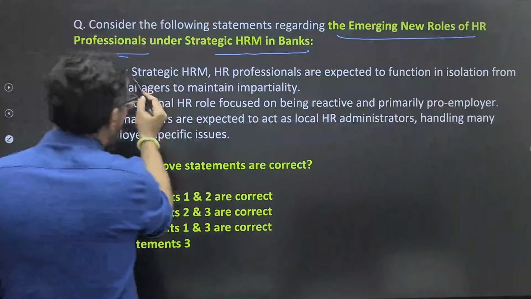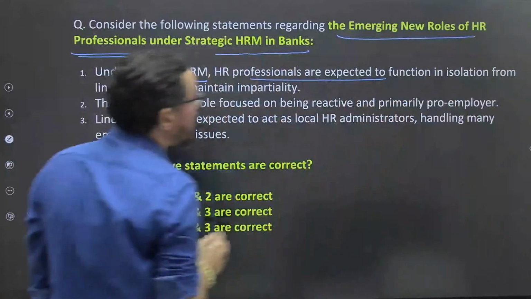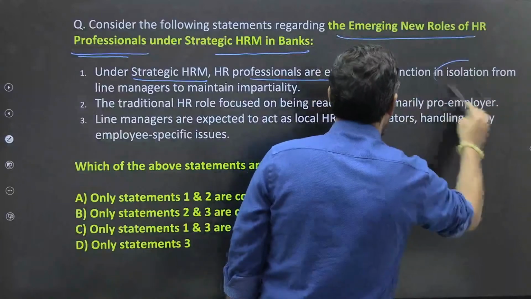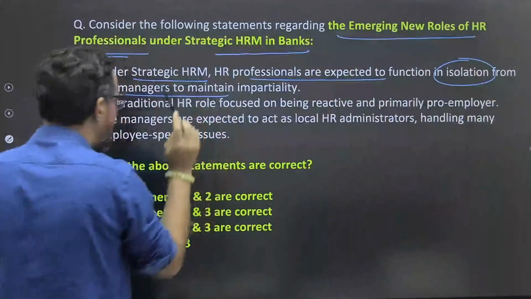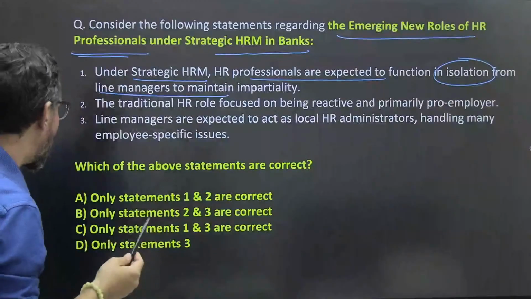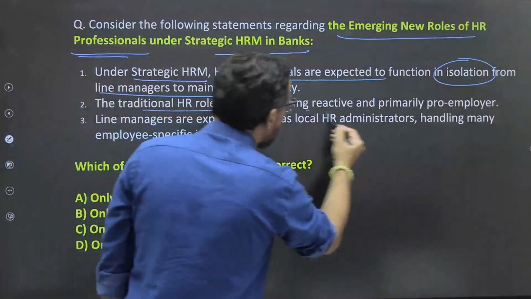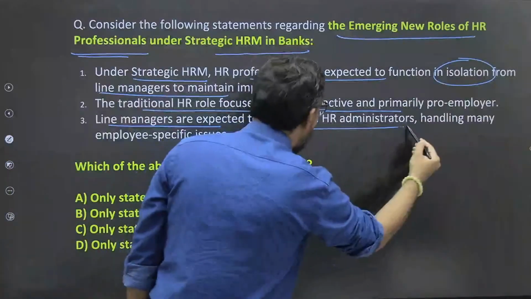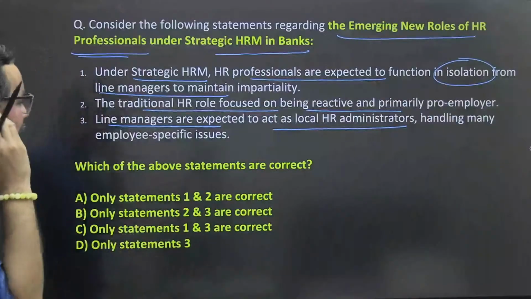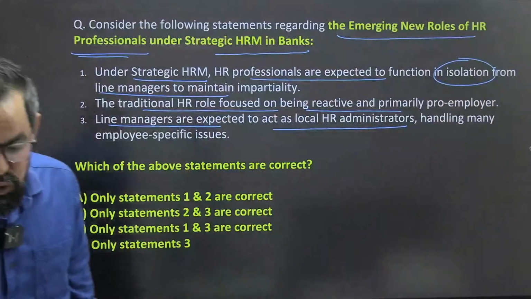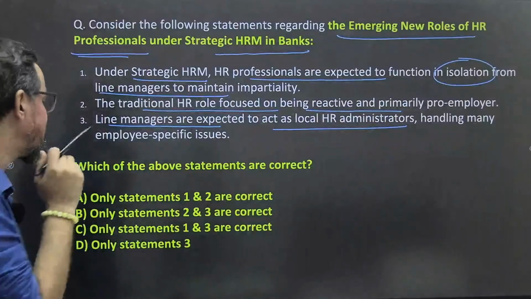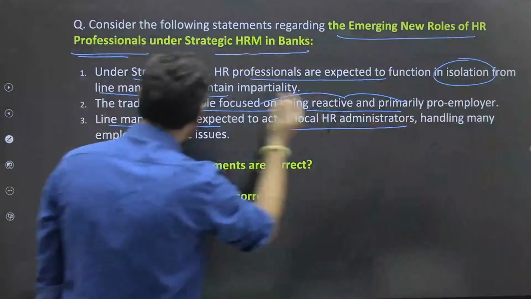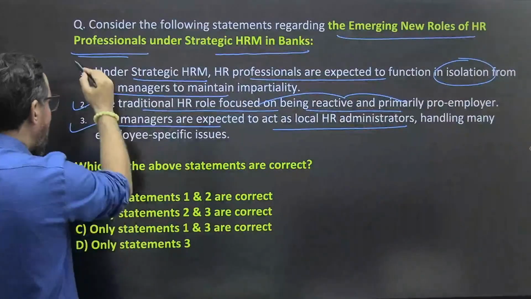Under strategic HRM, HR professionals are expected to function in isolation from the line managers to maintain impartiality. The traditional HR role focuses on being reactive, and line managers are expected to act as local HR administrators, handling many employee specific issues. So what will be your correct answer in this case? Traditional HR role focuses only on being reactive. This statement is also correct, and this is also correct. This is wrong.